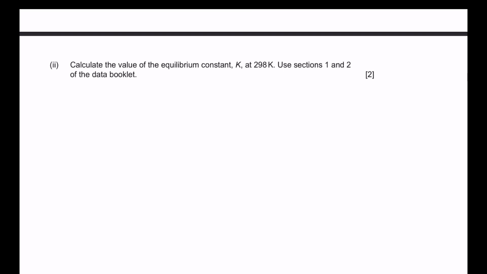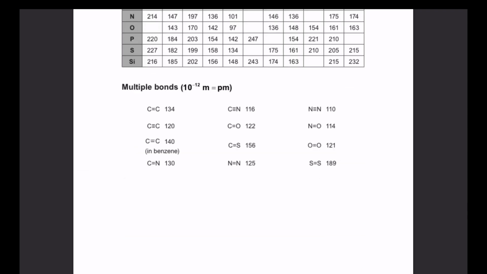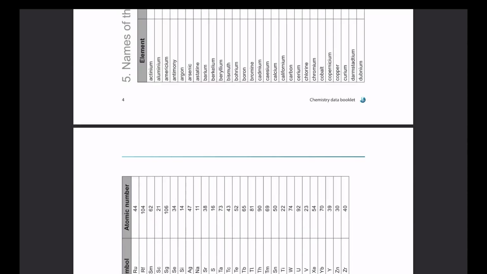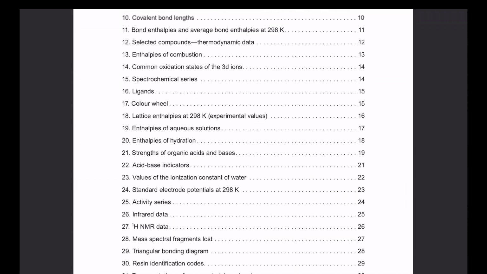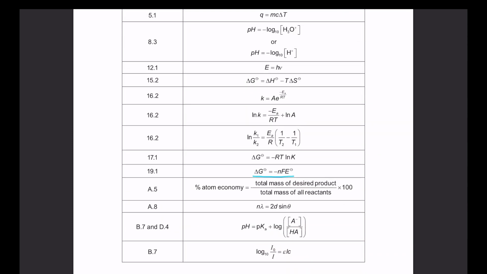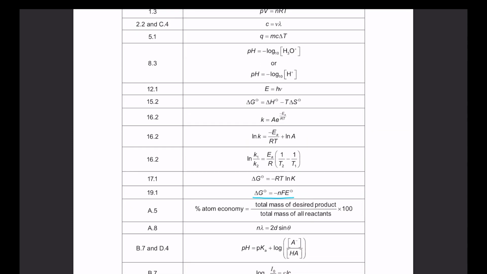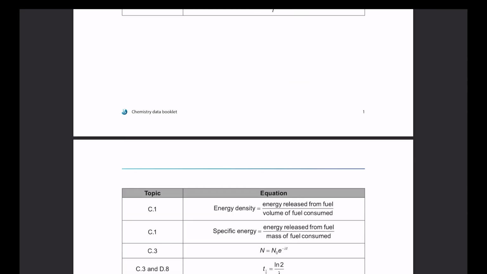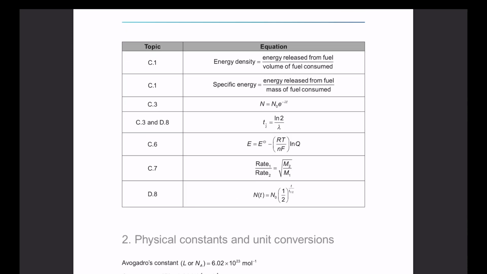Moving on to the next part. Calculate the value of the equilibrium constant K at 298 kelvins. We can use sections 1 and 2 of the data booklet. So again, let's move on to section 1 of the data booklet. We can find the formula that relates the equilibrium constant to delta G. So yeah, we can use this equation. And in section 2, we can get the value of R.